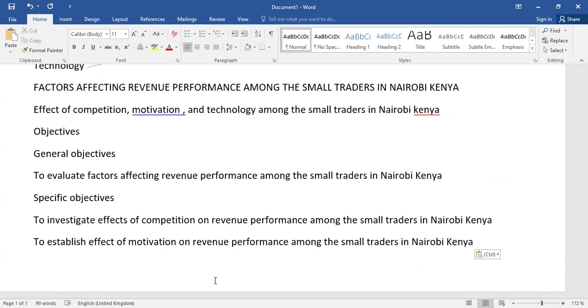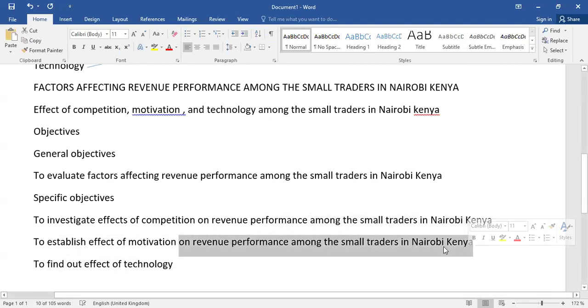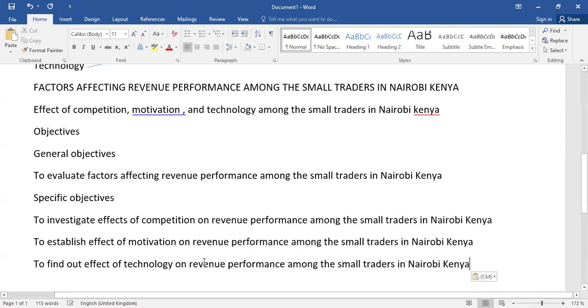Now, our last specific objective, we can say find out the effect of the other one, which is technology, and you can just copy the other one the way it is, on revenue performance among the small traders in Nairobi, Kenya. Now we have the specific objectives.